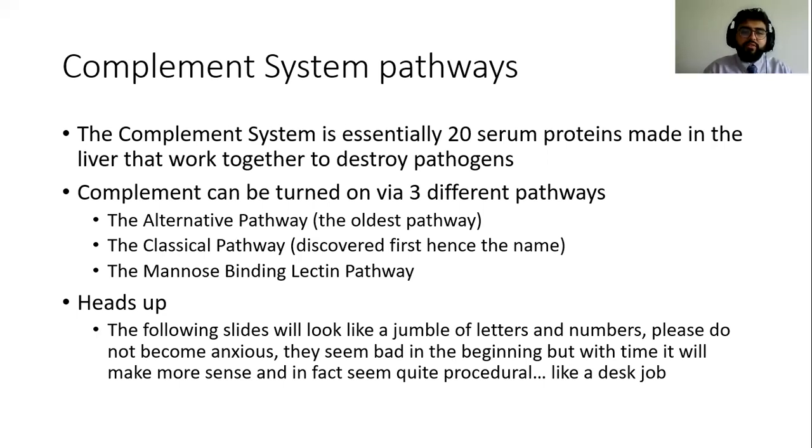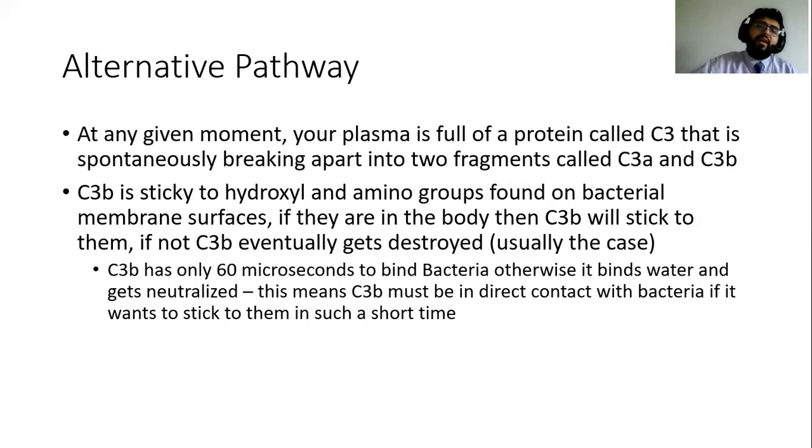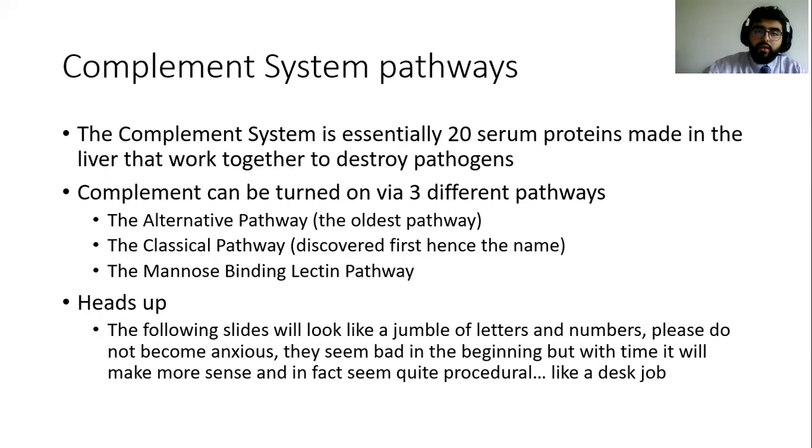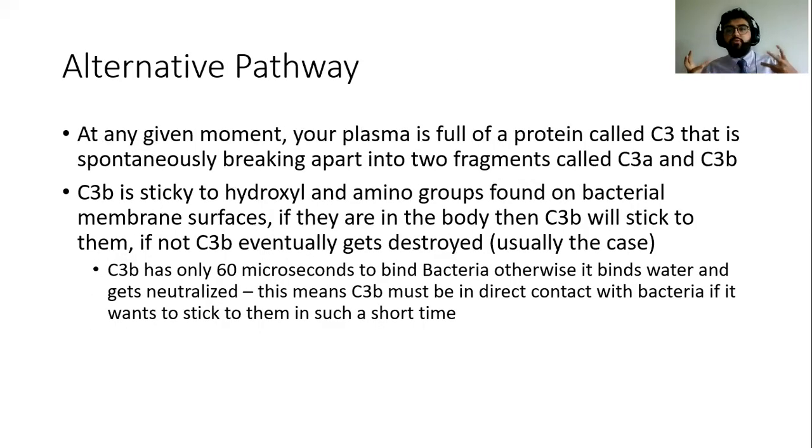If I confused you, what do oldest and discovered first mean? Evolutionarily, the alternative pathway is the oldest pathway, as opposed to the classical pathway. The classical pathway was discovered first, but it wasn't the first evolutionarily. Hence, these names don't always correspond. And you also have the Mannose binding lectin pathway. So please don't get overwhelmed. I'm just going to warn you in advance. It's going to be a lot of letters and numbers, but we will walk through it. I promise you. So the alternative pathway is where we will start. And again, recall, the alternative pathway is the oldest evolutionary pathway. For this reason, I've decided to choose it first.